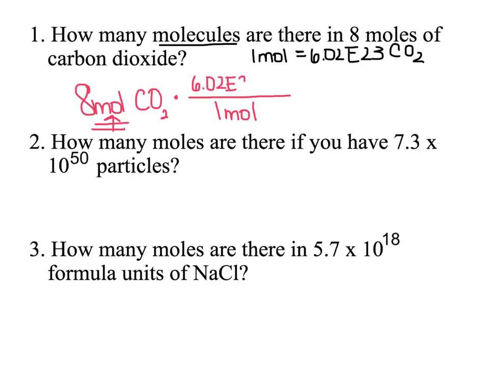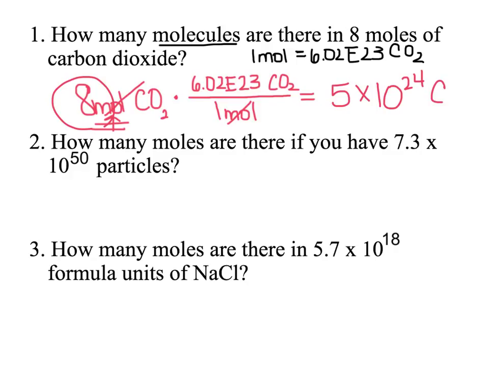6.02 times 10 to the 23rd, that's how many of them there are in 1 mole. Moles will cancel. This is carbon dioxide. And our answer, again, I'm just going to round to 1 digit since my original number was 1 digit. So my answer is going to be 5 times 10 to the 24th molecules of carbon dioxide.